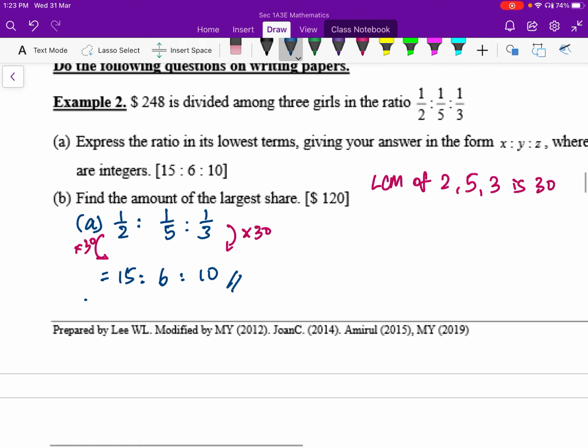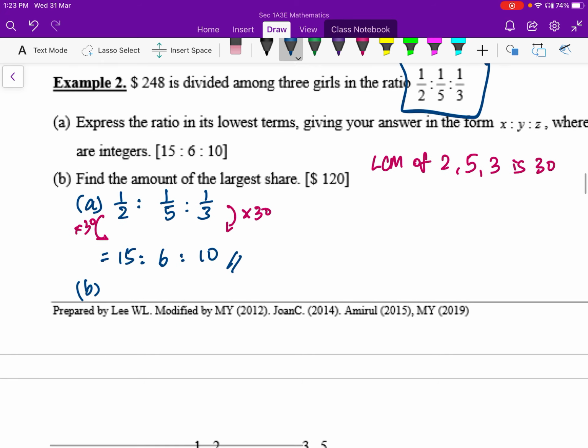And then in part B, find the amount of the largest share. This is not very useful as a ratio, but 15 to 6 to 10, that is more manageable. The largest share is 15 units. 15 units out of 15 plus 6 plus 10 units. Okay, so I show you two ways of presenting. The first way of presenting is largest share is equal to 15 units out of 15 plus 6 plus 10.